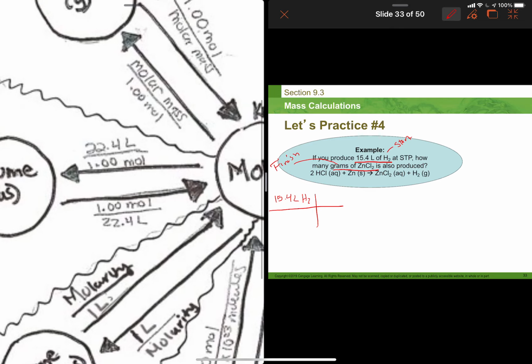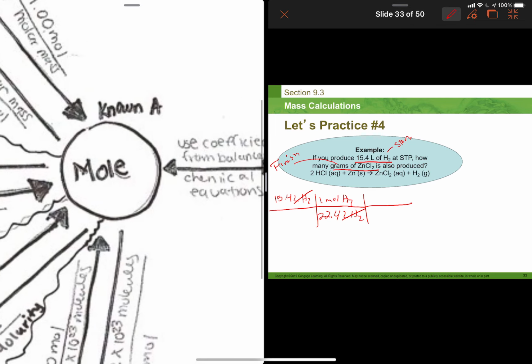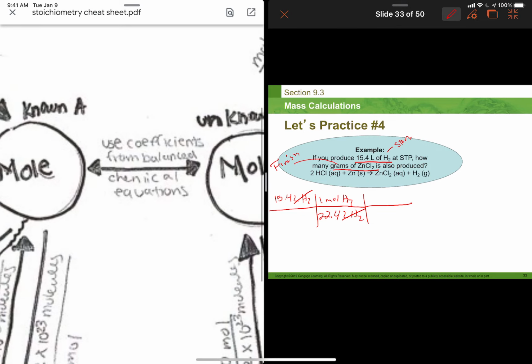Okay, so the fraction at the bottom reads 1 mole of H2 over 22.4 liters of H2. This is how we get rid of liters. Okay, now we're at moles. And now we're going to do a simple mole to mole conversion. Remember, moles to moles means mole at the top, mole at the bottom. The mole that you start with, which is H2, goes at the bottom. The mole that you want to finish with, which is ZnCl2, goes at the top. And you're using coefficients. H2 doesn't have a coefficient, so it's a coefficient of 1. ZnCl2 doesn't have a coefficient either, so it's also a coefficient of 1.